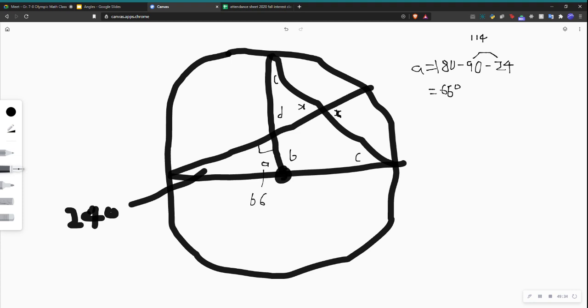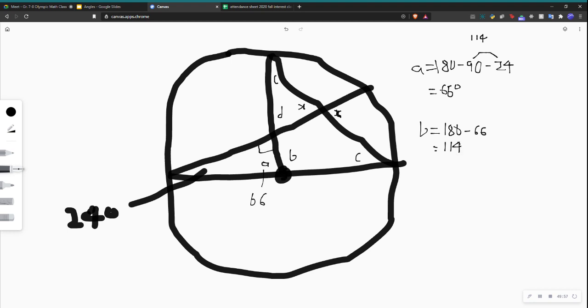Okay. Now let's look at A and B. These are supplementary angles because they form a straight line. So that means B equals 180 minus A, which is 66, equals 114.